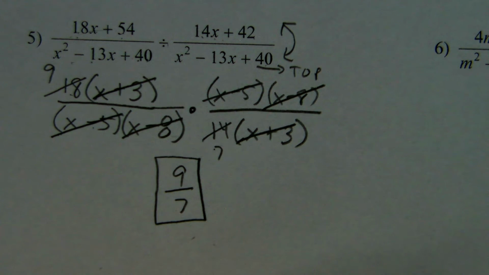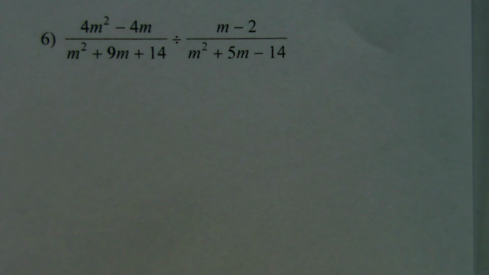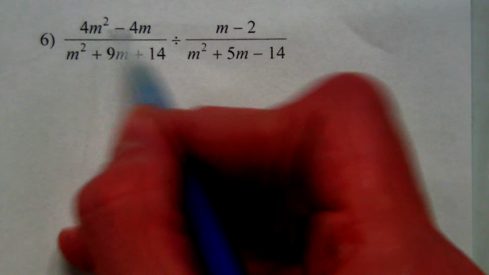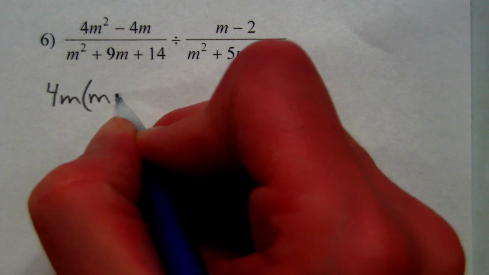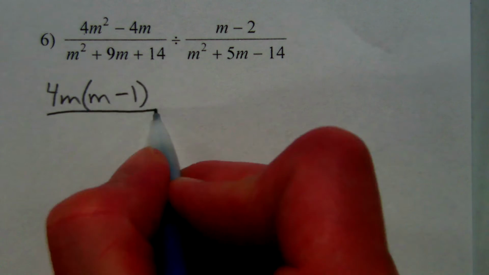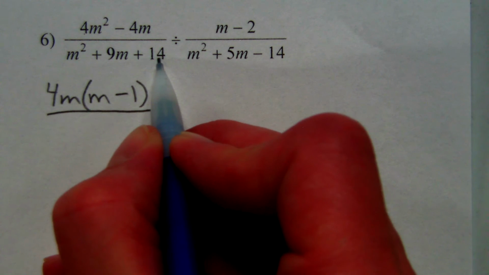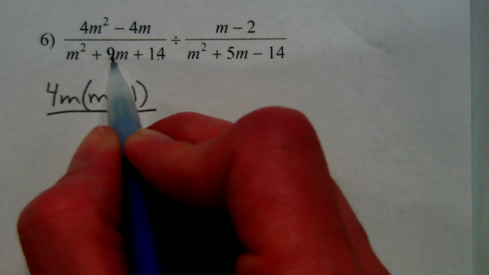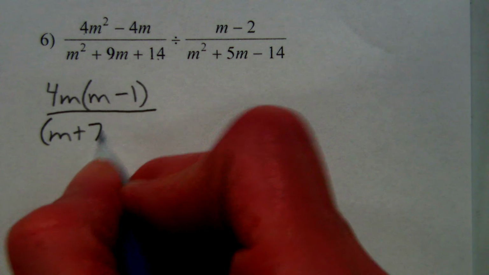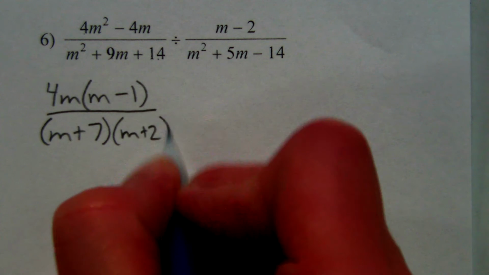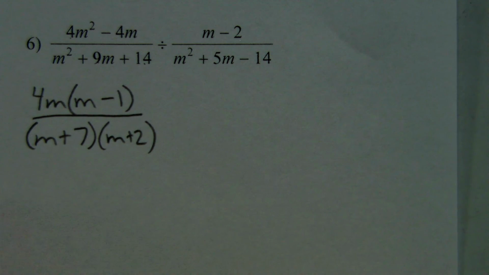Okay? So let's look at number 6. I'm going to go ahead and just factor. So I'm going to take 4m out of both of those terms, which makes it m minus 1. Down here, I'm looking for numbers that multiply to make 14, that add to make 9. So that would be 7 and 2. So m plus 7 and m plus 2. And you can draw the little x puzzles if you want.